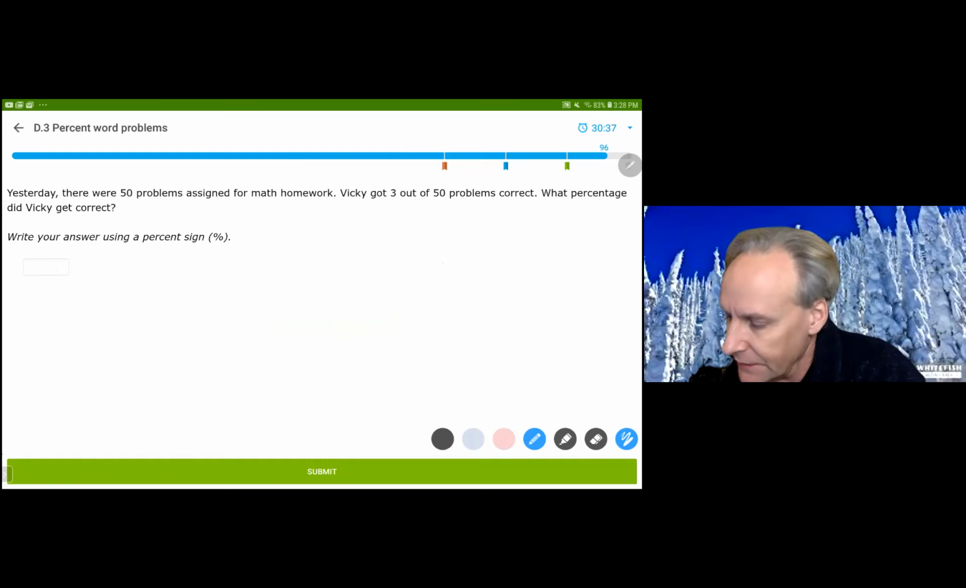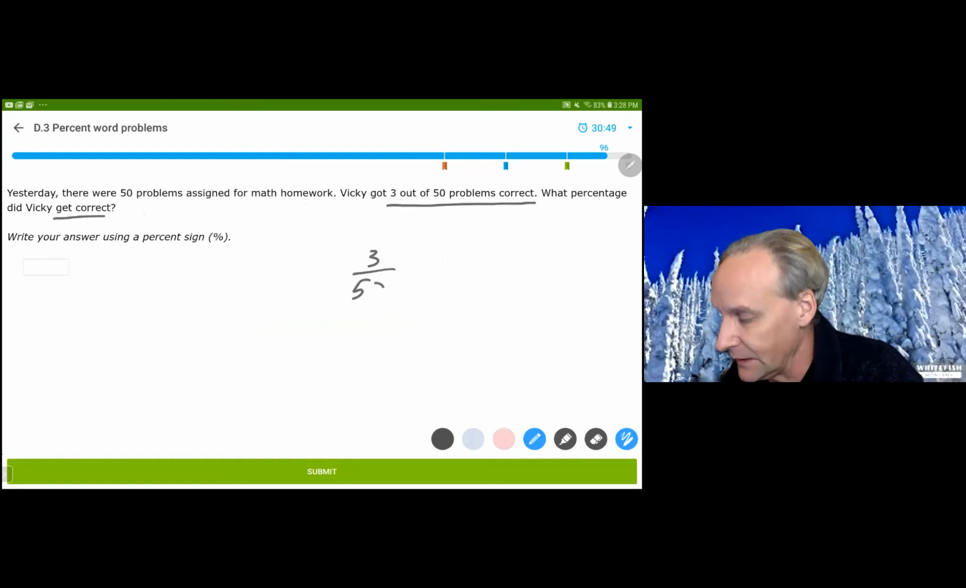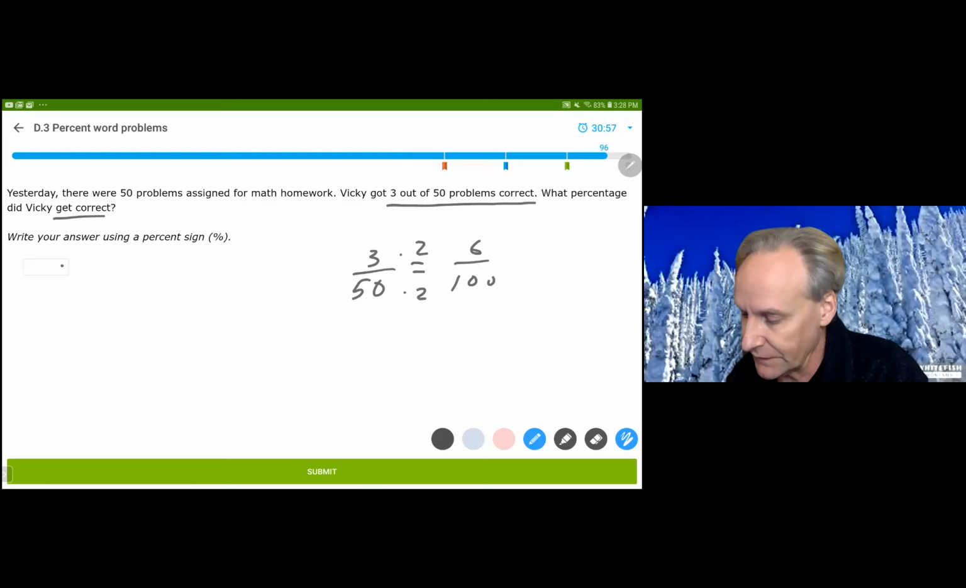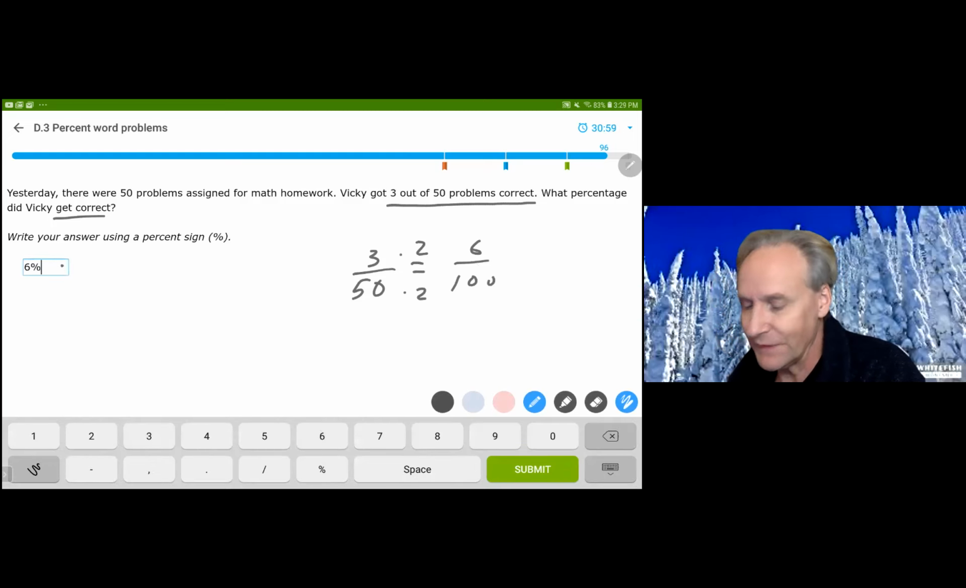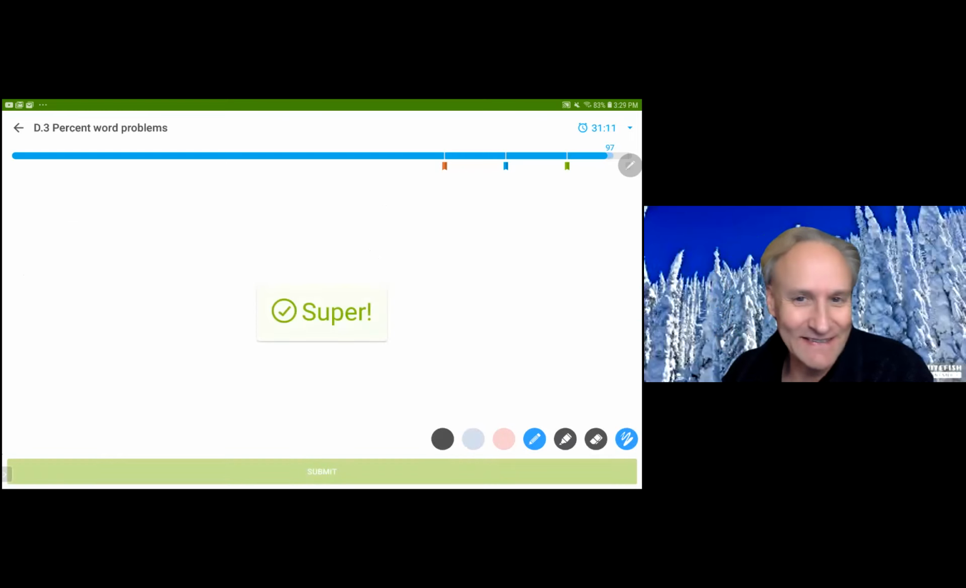All right, yesterday there were 50 problems assigned for math homework. Vicky got 3 out of the 50 problems correct. What percentage did she get correct? Well, 3 out of 50, and I definitely would have thought that would be the one she got wrong. That is going to be 6 out of 100, which is 6%. The problem with these questions is that they're generated somewhat randomly. So sometimes she's going to get a really good grade and sometimes not so good. Not so good in that case.